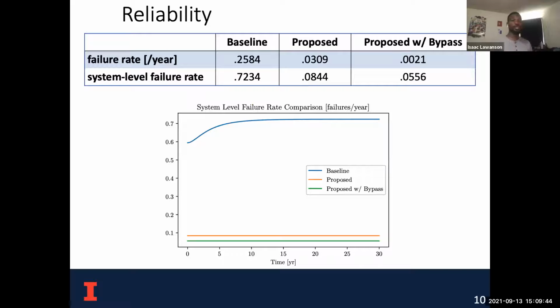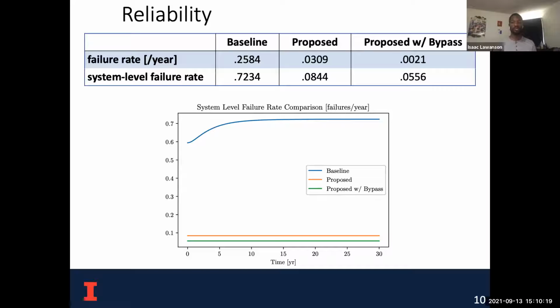So these are the results that we got from those initial calculations. We see that the baseline performs just a lot worse than the proposed architecture with bypass. It's almost 10 times more than the proposed, and the proposed bypass is even 10 times less than the proposed. So we know that over 10 years, we're expecting the failure rate of the converter to be about 0.0021 fails per year. And then right below that is the system level failure rate.